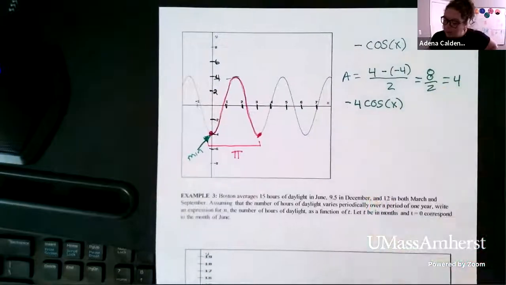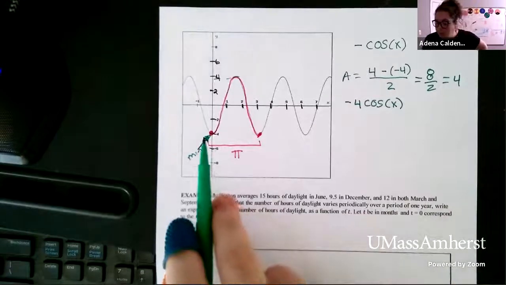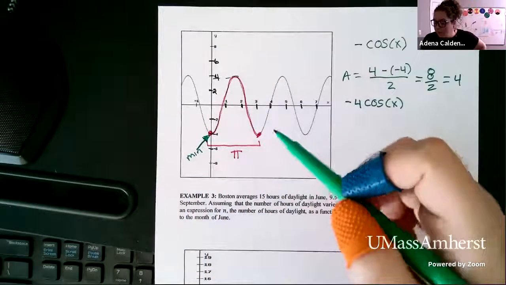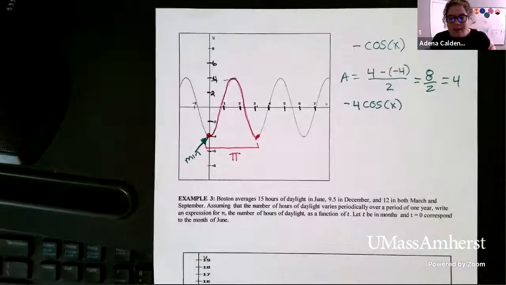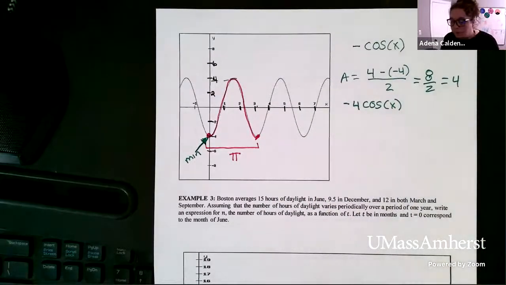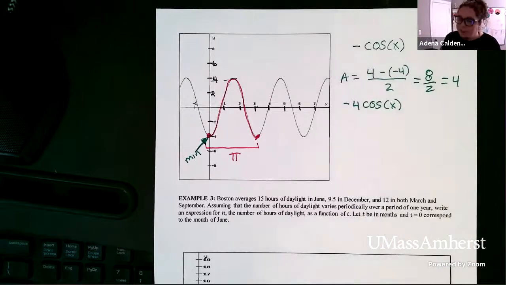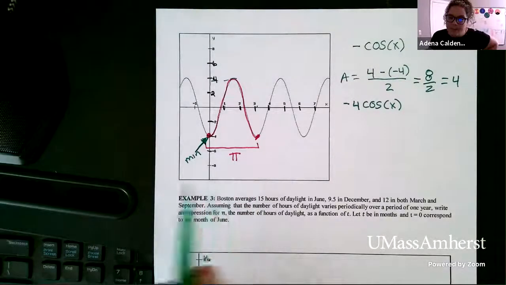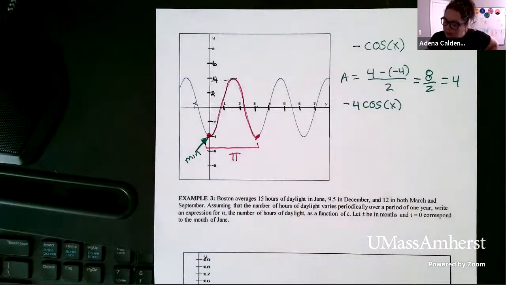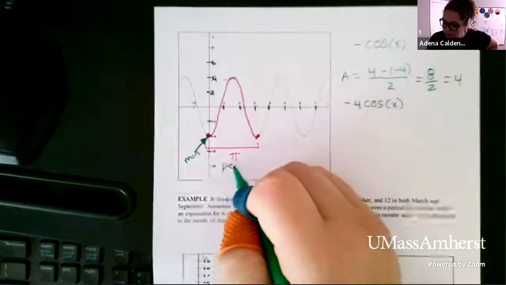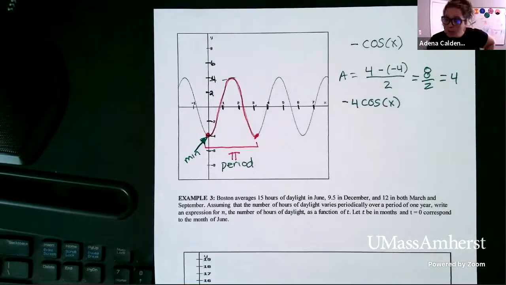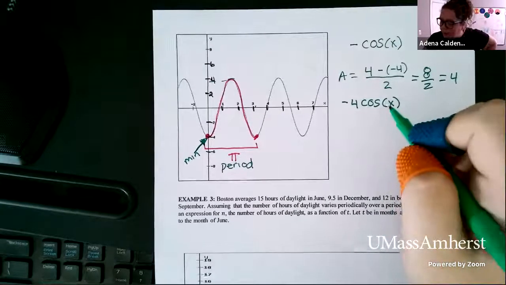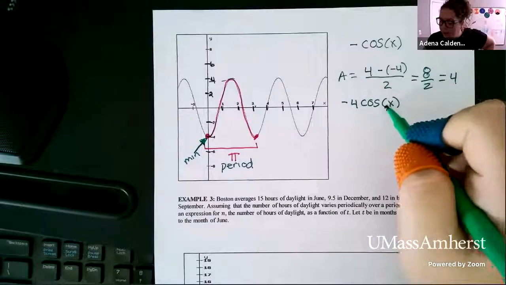Now, let's talk about the period. So notice here that if you trace the graph, the graph starts repeating a little bit after 3. It's safe to assume when you're working with sine and cosine that if you're a little bit after 3, that's pi, okay? So the period here is pi. We have to use the period from the graph to figure out our b, right? Which is going to go in here with the x.